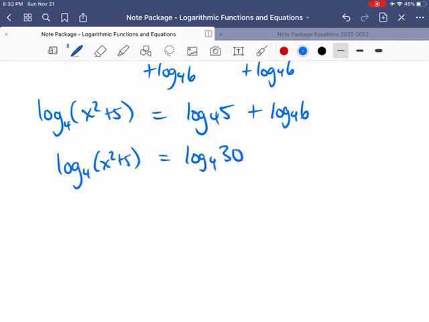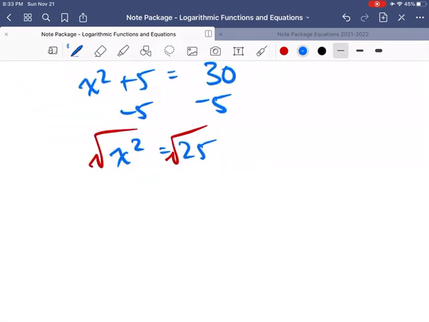Then you can set x squared plus 5 equal to 30, and if you subtract 5, you get x squared equals 25, and then take the square root of each side. Now, careful: if you take the square root of a number, remember there are two cases. So x is going to be plus or minus 5. In fact, I'll write those as two different solutions: x is 5, or x equals negative 5.